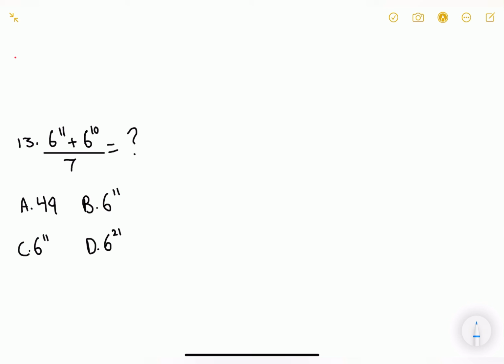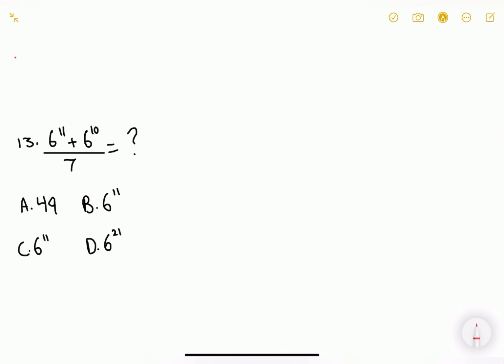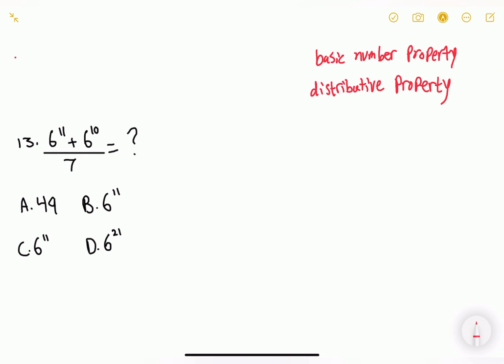So this is one of the other basic number properties or rules. Let me give a mini lesson. This is a basic number property. And what is the property here? It's the distributive property. And what's the formula for the distributive property, or something you can think back to?